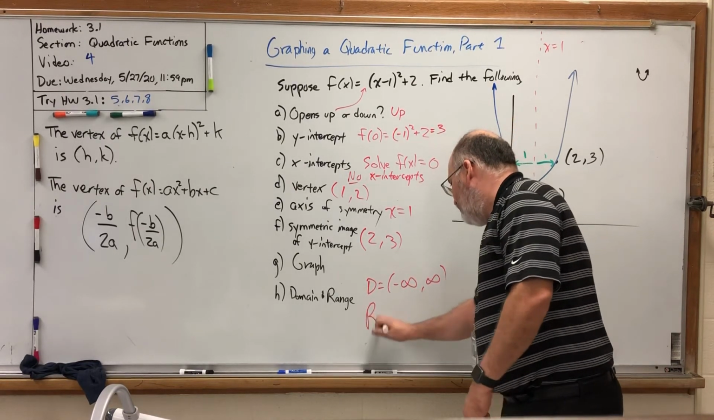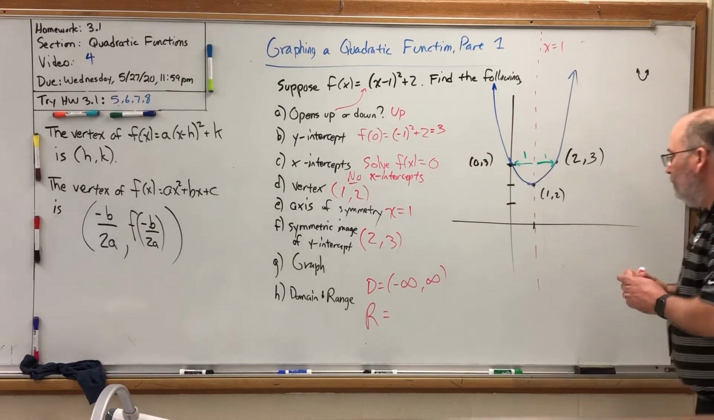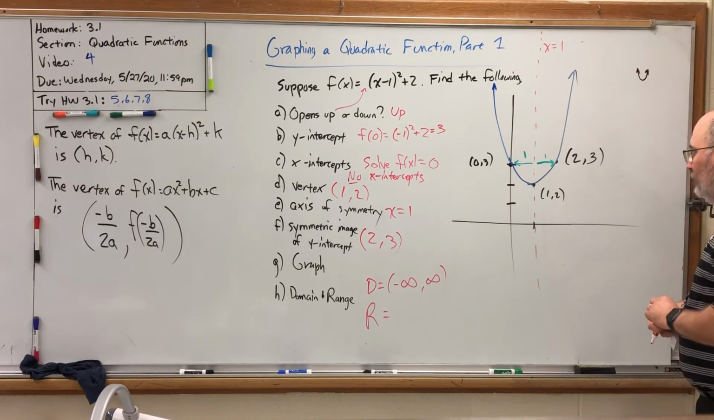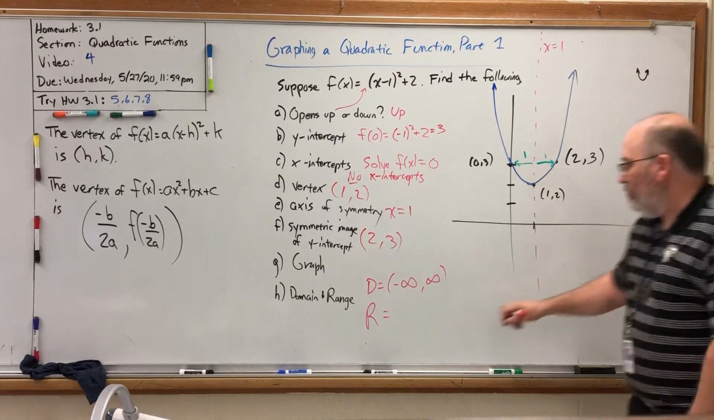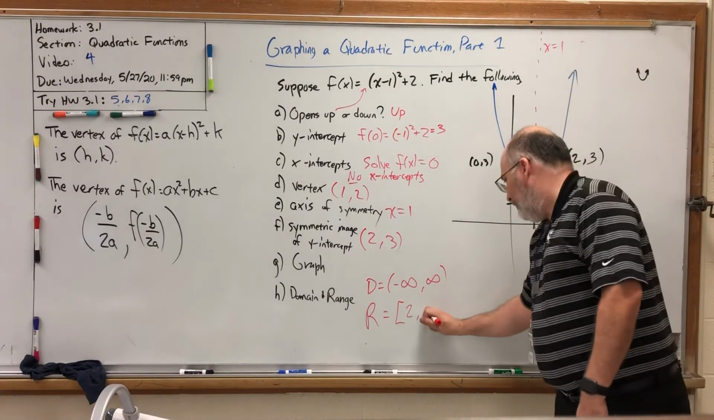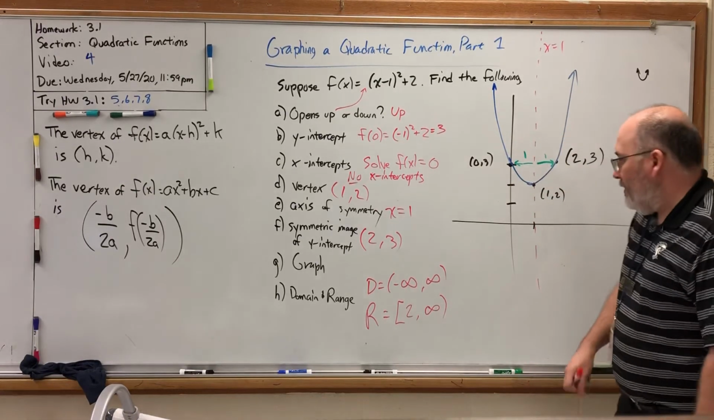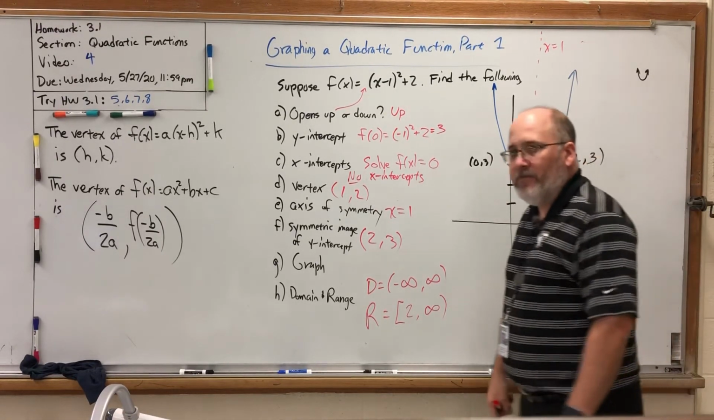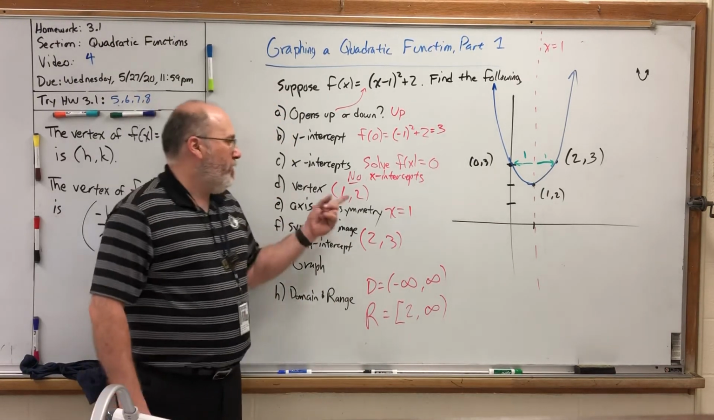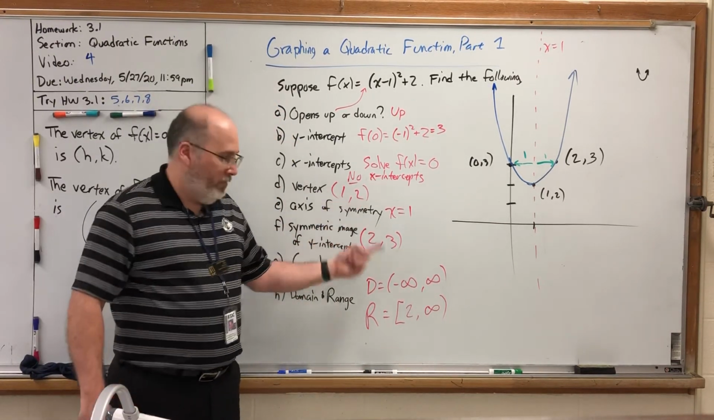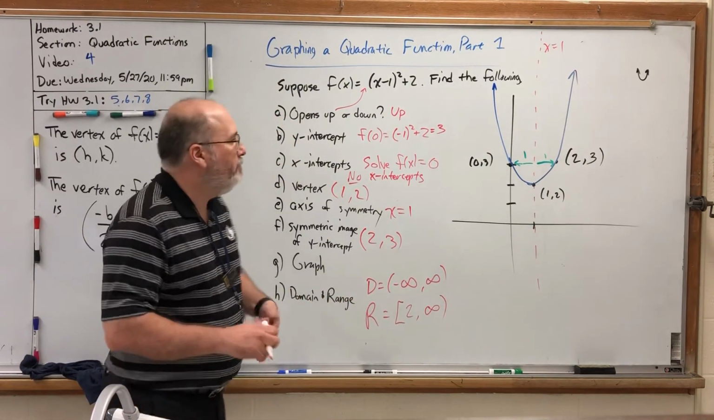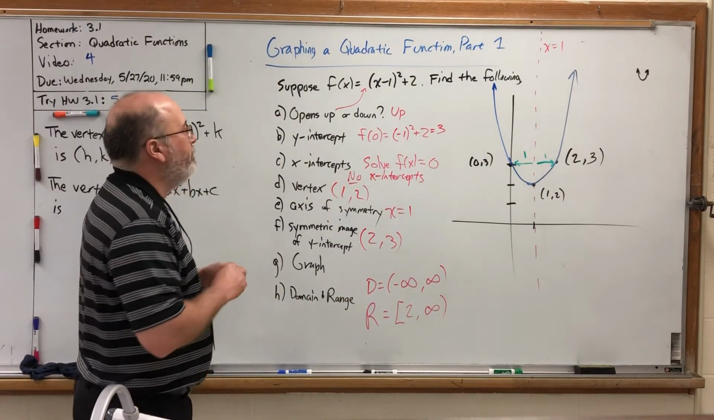But what about the range? Range spot at the top. What's the lowest y value? The lowest y value is 2, and it's included. It goes up forever, so it goes up to infinity. And honestly, we could have written this the minute we knew the vertex, because we knew 2 things at that point. It opens up, and this is its lowest y value. Lowest y value upward. Domain is always everything for quadratic functions.